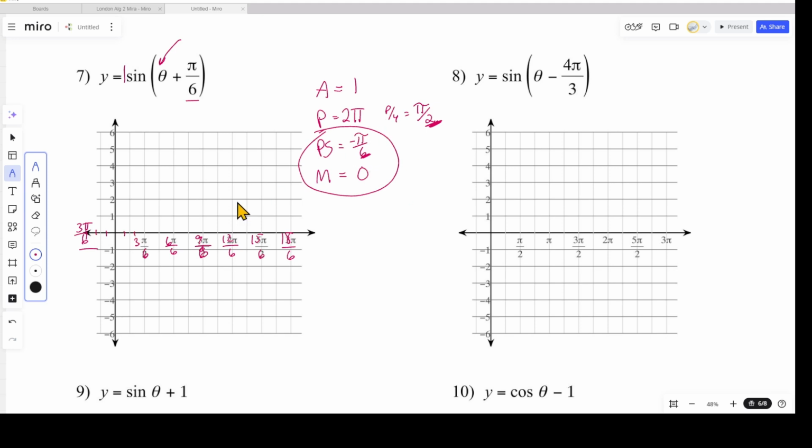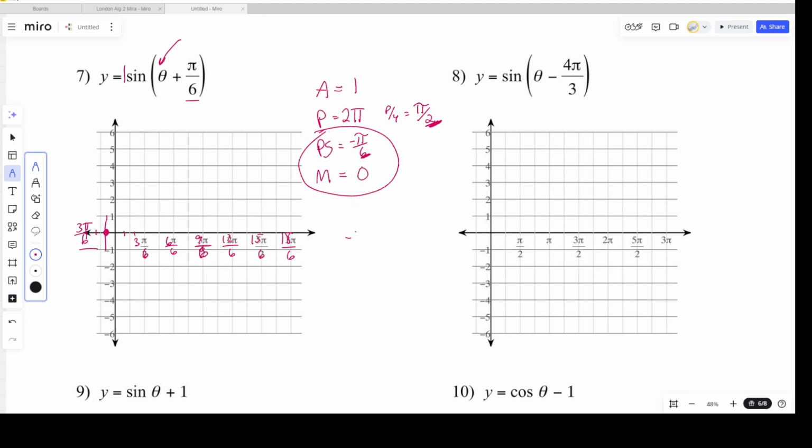Alright, so here we go. Negative pi over 6, 0 is right there. And then we'll go back to the procedure we were doing before, we make our little box. Alright, so we've got that point. Now we go up in amplitude, down in amplitude. And then we'll have to go right by a period, which is not just 2 pi anymore, because we're starting at negative pi over 6.